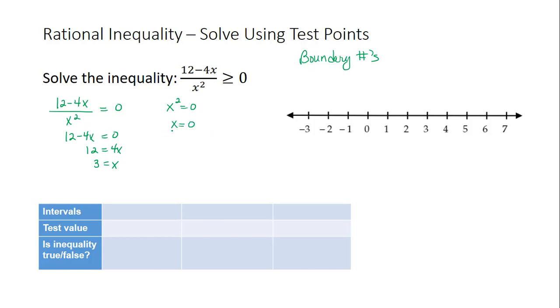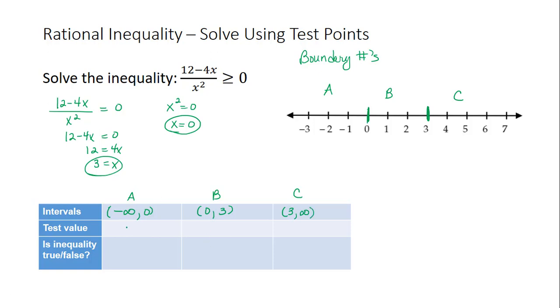So we can place these boundary numbers of 0 and 3 on the number line. I'm going to place a mark at 0 and a mark at 3. Notice that this subdivides the number line into 3 regions: the numbers to the left of 0, the interval negative infinity to 0; the numbers between 0 and 3, the interval 0 to 3; and the numbers to the right of 3, the interval 3 to infinity.